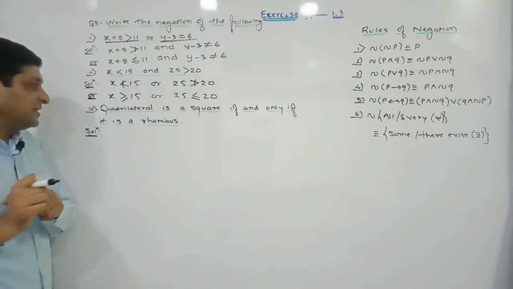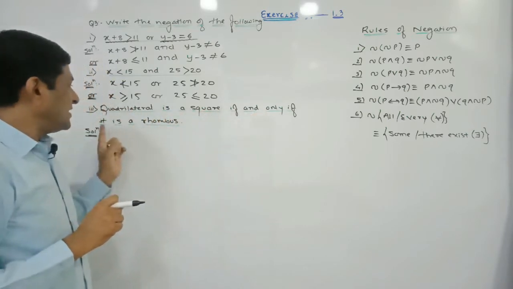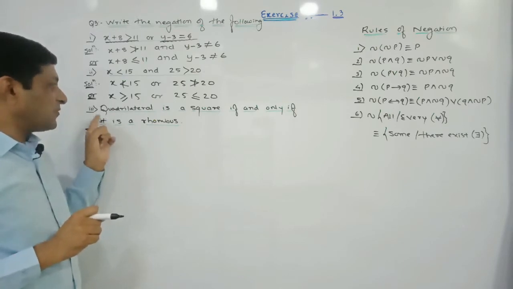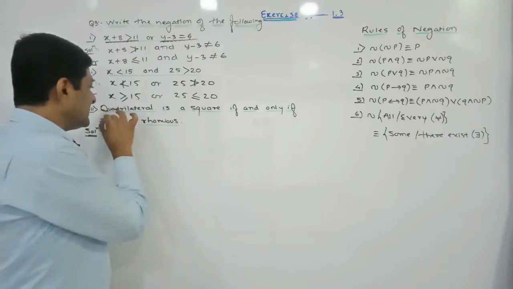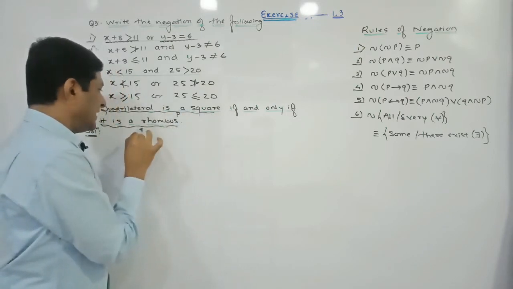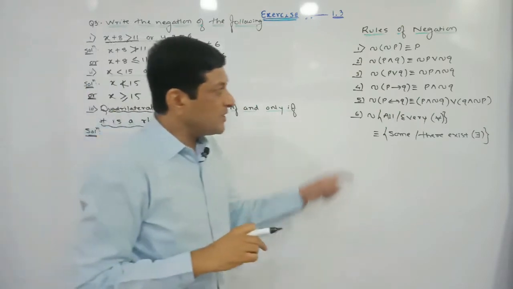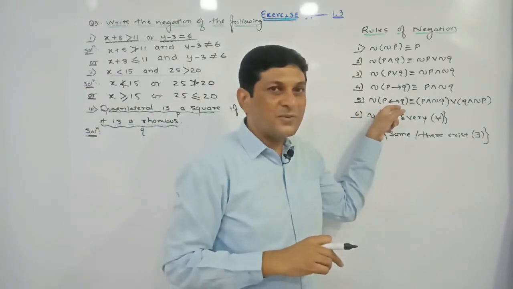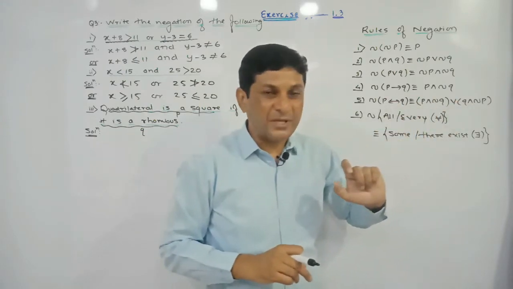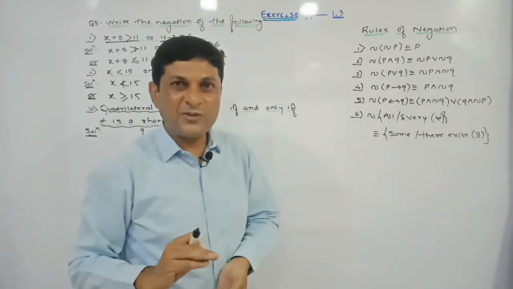Observe the third question. So in the third example, what is given? Quadrilateral is a square if and only if it is a rhombus. So consider this first part as P and second part as Q. And these two parts are connected by which logical connective? If and only if. And what is the negation of P if and only if Q? The negation of P if and only if Q is P and negation Q, or Q and negation P. So this symbolic representation, simply we have to convert it into verbal form.